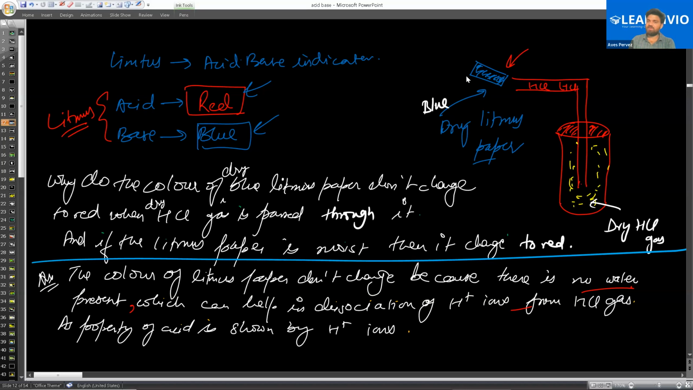Okay, understood? Yeah. So note it down: why does the color of litmus paper not change when dry HCl gas is passed through it, and if the litmus paper is moist, then it changes color to red. Note it down fast.